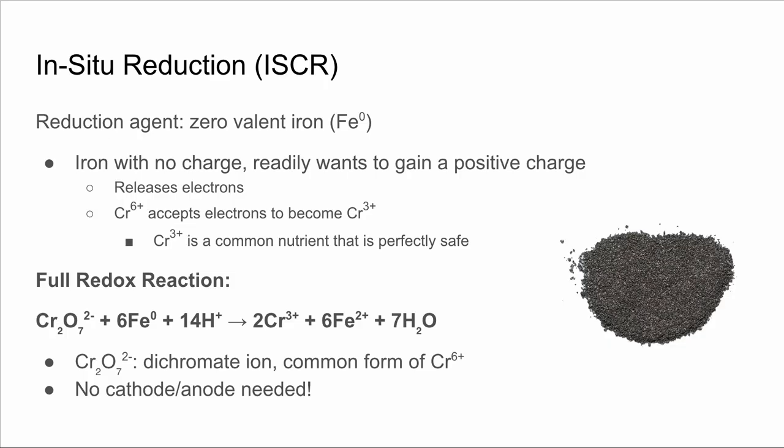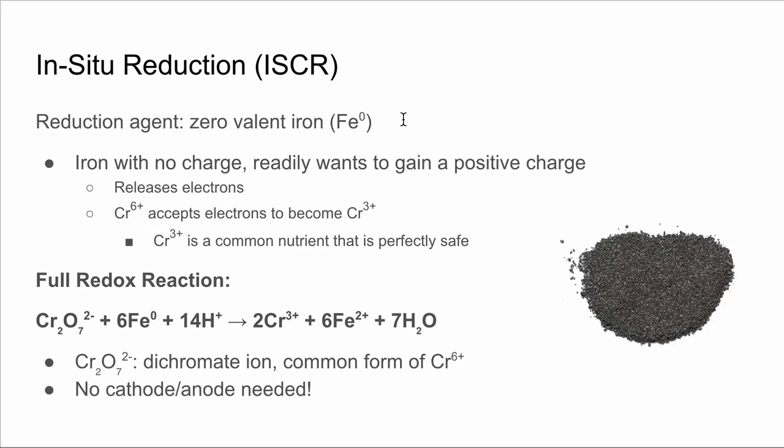typically that's zero valent iron. And what zero valent iron is, it's iron with no charge that readily wants to gain a positive charge. So it's going to be eager to release electrons, and the hexavalent chromium is going to want to accept those electrons to become chromium 3+. And chromium 3+ is perfect because it's a common nutrient that is perfectly safe. You don't have to worry about toxicity or any of that.